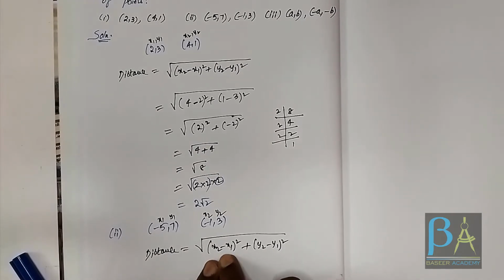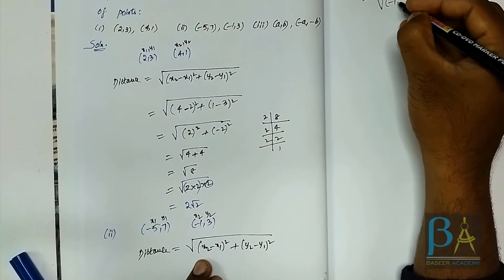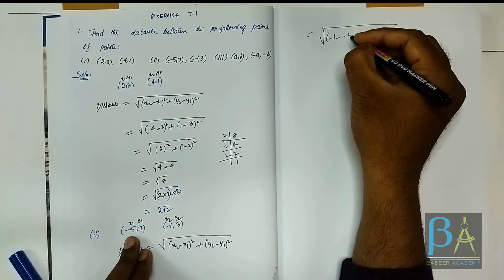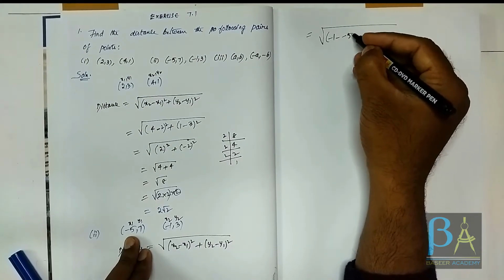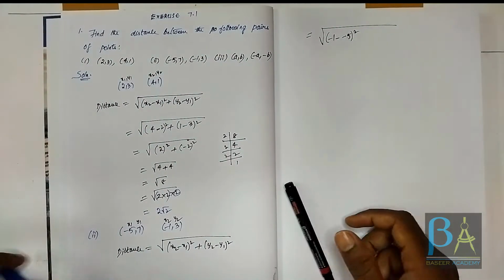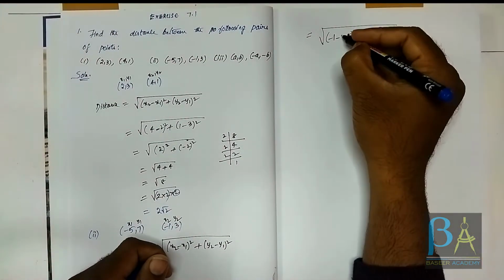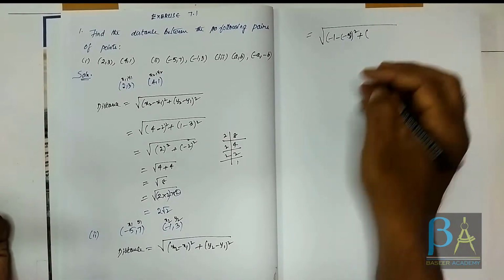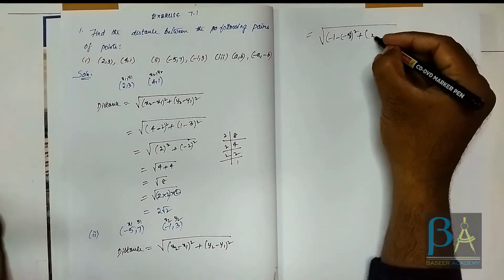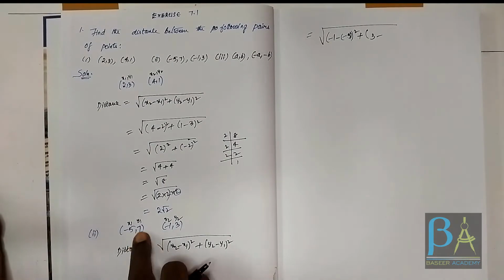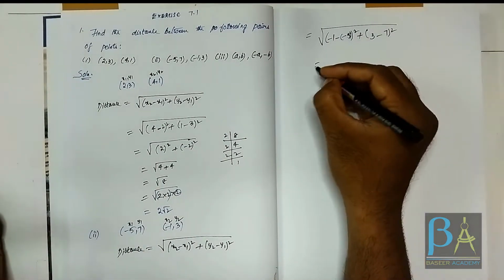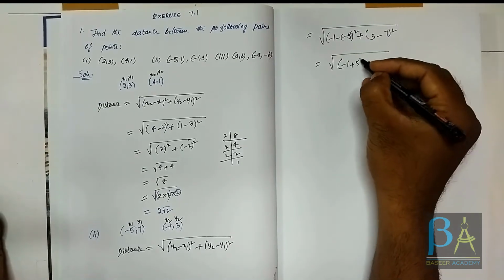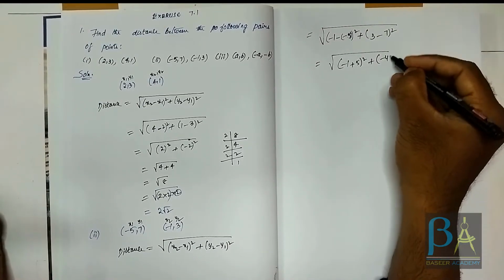In place of x2, I need to substitute minus 1. Keep the minus sign from the formula. In place of x1, I need to substitute minus 5. But then this minus sign and this minus sign, they are very close to each other, so let me separate them by using a bracket here. In place of y2, I need to write 3, and then in place of y1, I need to write 7. Now what happens? Square root of minus 1, minus into minus, that is plus. 3 minus 7 is minus 4.